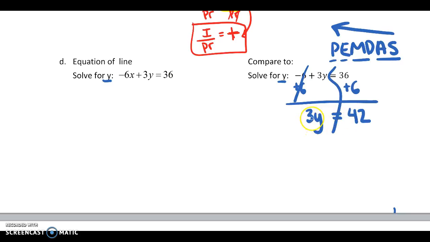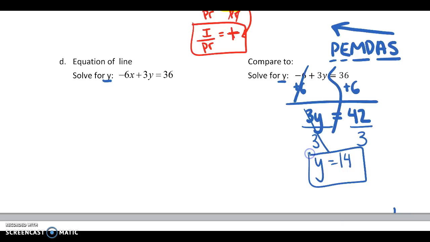So how do I undo 3 times y? Well, division undoes multiplication, so I'm going to divide both sides by 3. Not 3y, just 3. The reason is because you want the y to still be on the left side here. So 3 divided by 3 is 1, or 1y, then the y is alone. Now I have 42 divided by 3. Well, 42 divided by 3 gives me 14. So then my y is alone.